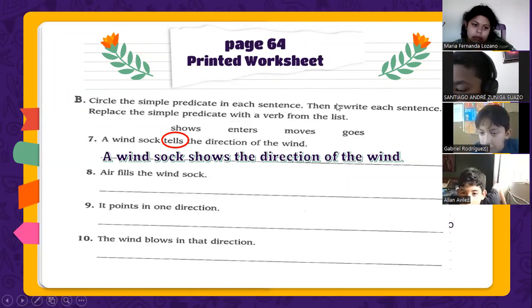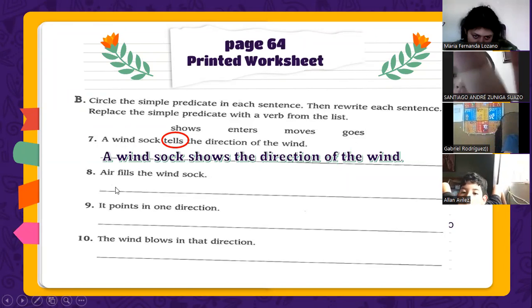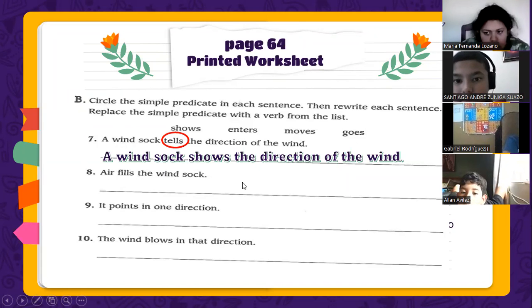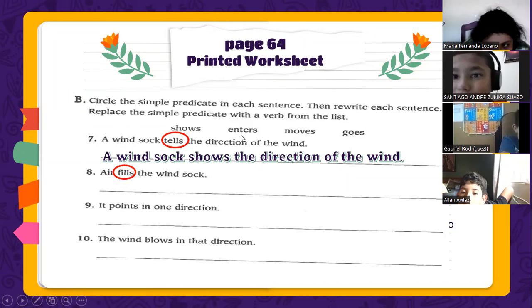Maria Fernanda, you are not copying. Finish, Miss. That second one: air feels the windsock. What is the simple predicate? Feels. Feels is the verb, yes. And which verb can replace feels? Air feels the windsock.